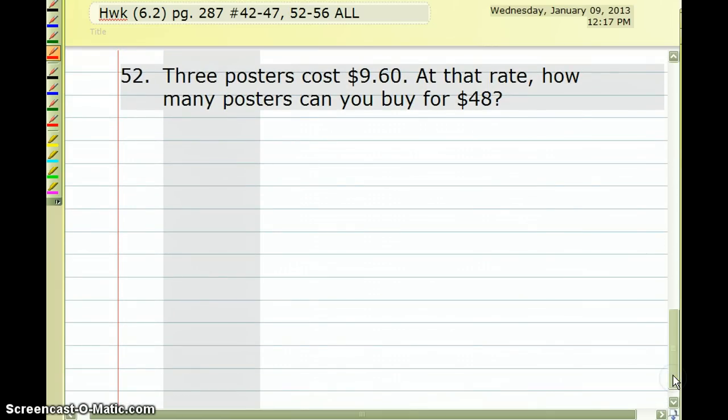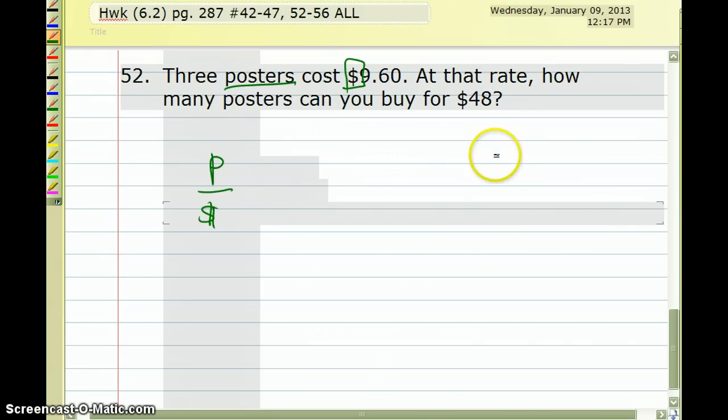This is the last question I'm going to do. From here, the sentence, I'm going to quickly pick out the information I need. I see that the 2 things I'm making a ratio for are posters and how much they cost. So I'm going to do P over dollars. In my other fraction, I'm going to do the same thing, P over dollars. I like to label it so I don't put the numbers in the wrong place, and I can always double check.